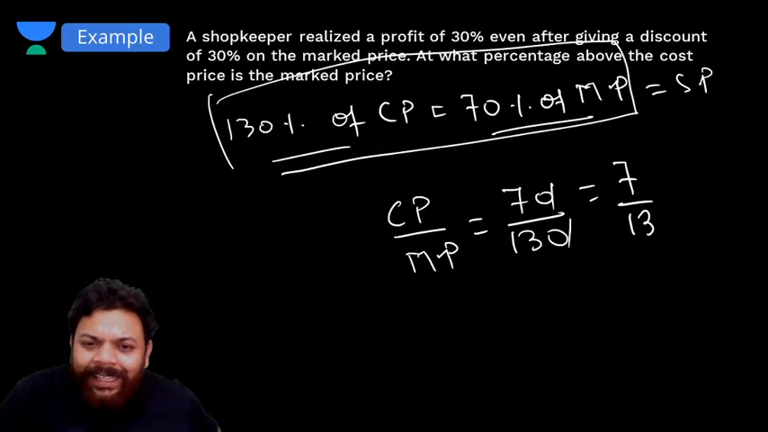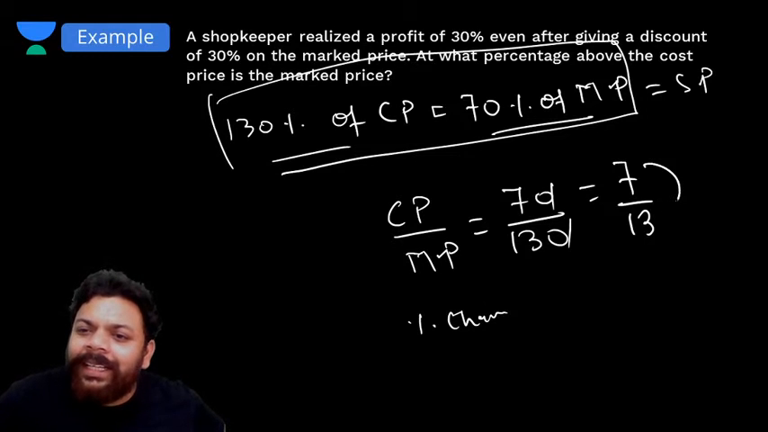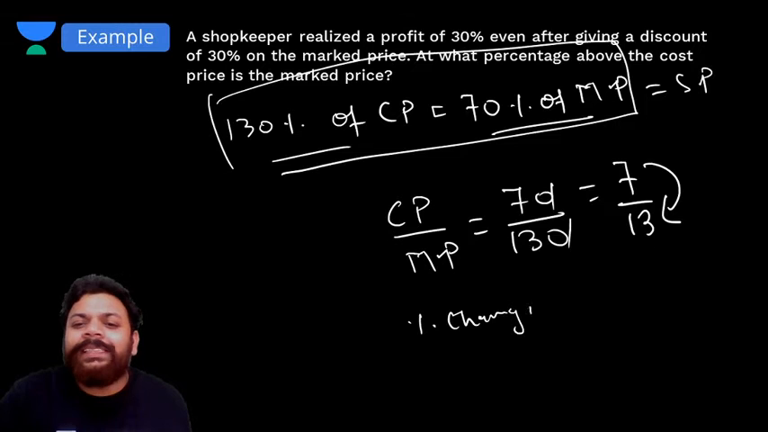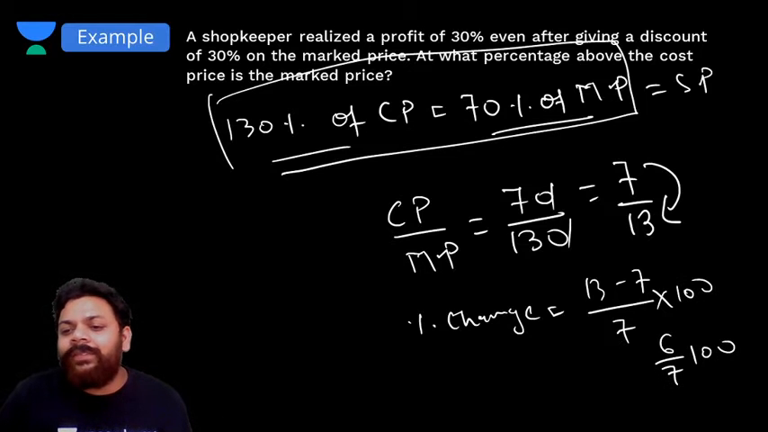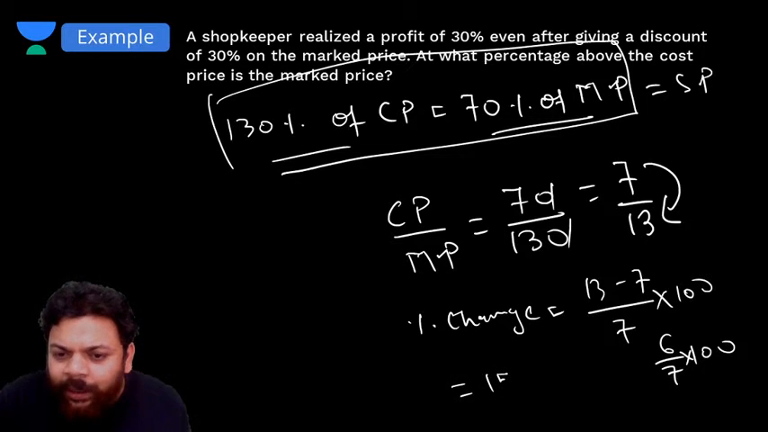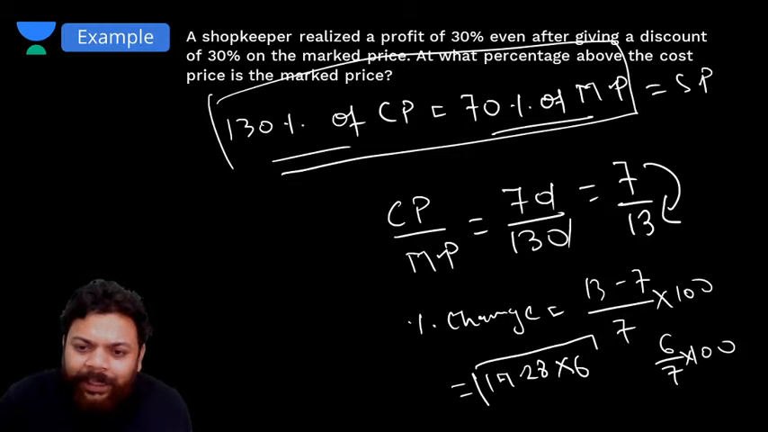So I can write percentage change on this one as, since I have to tell how much the increment is from here to here, I can say that percentage change will be equivalent to (13 minus 7) by 7 multiplied with 100, that is 6 by 7 multiplied with 100. So 100 by 7 is nothing but 14.28. So my answer must be 14.28 multiplied with 6.